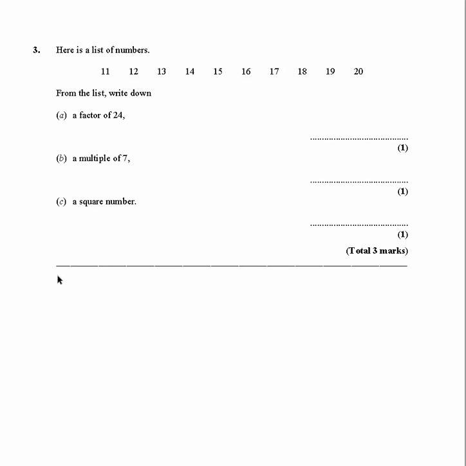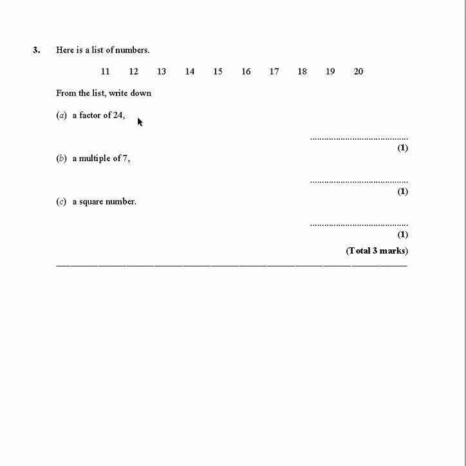Number 3, you've got a list of numbers. You've got to write down the factor of 24, a multiple of 7, and a square number. Make sure you don't get a factor and multiple mixed up. That's a common mistake. If I was looking at factors of 30, I'd look at all the numbers that multiply to make 30. So you've got 1 times 30, 2 times 15, 3 times 10, and 5 times 6. That's your lot. And those numbers I just mentioned are the factors of 30.